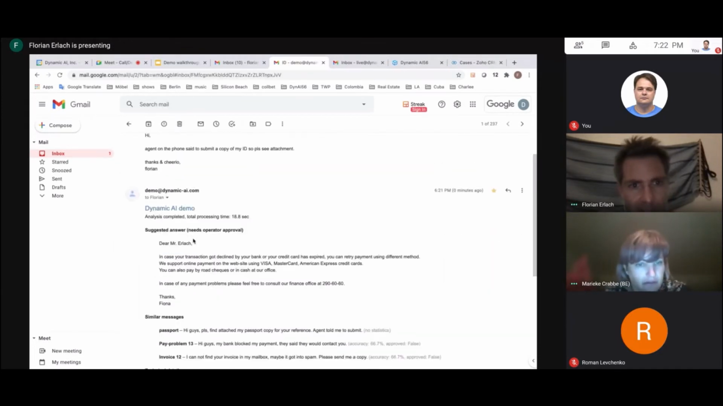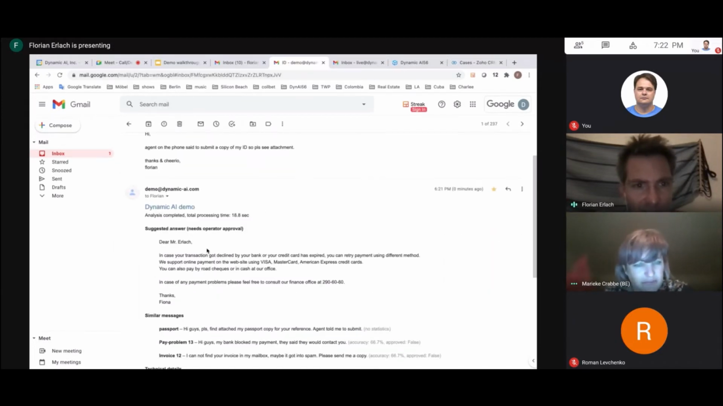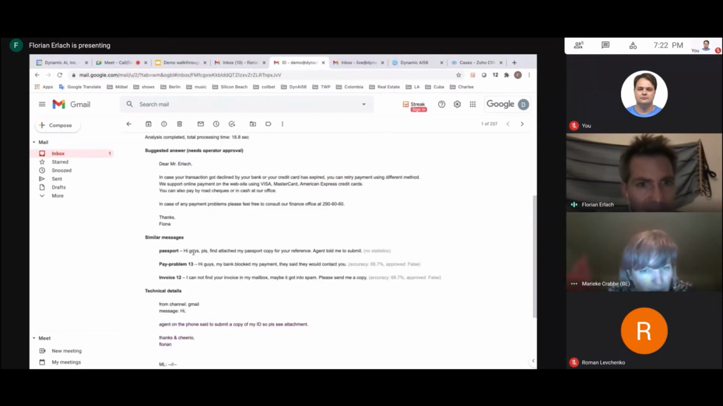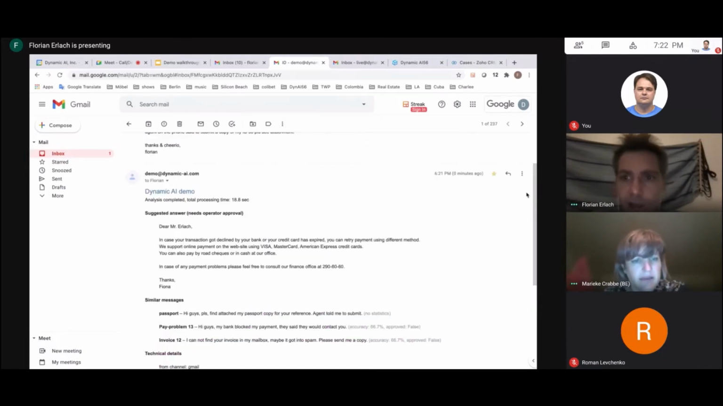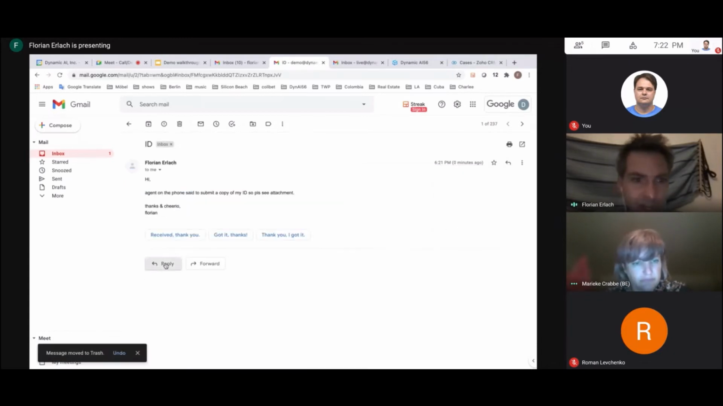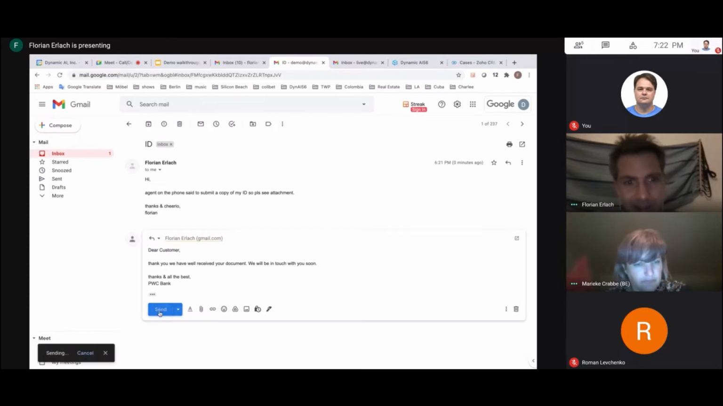And the last one's in already. So the ID, and you see 18.8 needs approval. "Dear Mr. Erlach, in case of your transaction got declined." So you see the similarity measure: the passport. "Hi guys, please find attached my passport card for your reference. Agent told me to submit." Passport. And then it also shows payment problem: "Hi guys, my bank blocked my payment. They said they would contact you." So it is not sure, but it picks up. But keep in mind, I also sent it with this one message before, and I wrote it differently. So what I do now is I put this in, and it has seen it again.